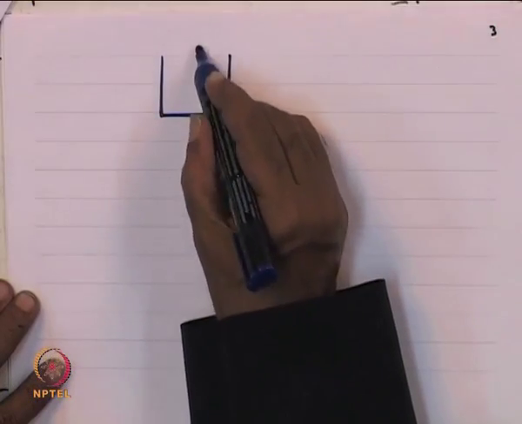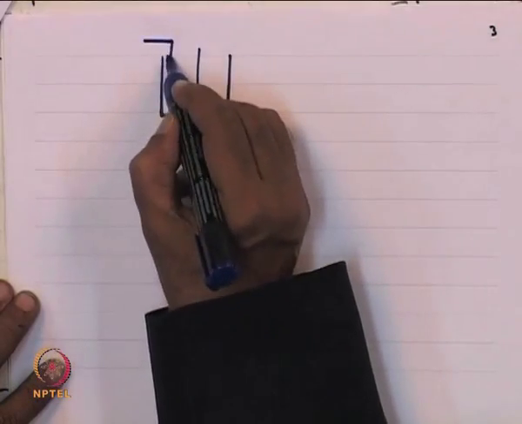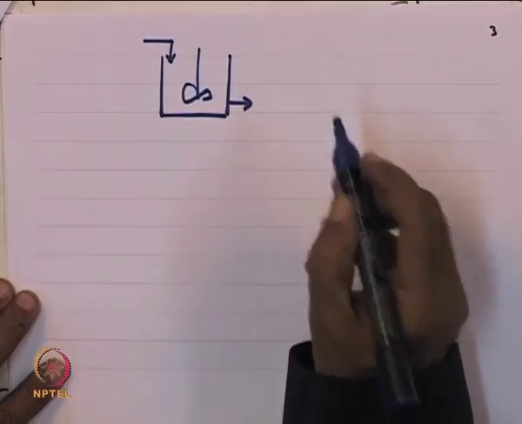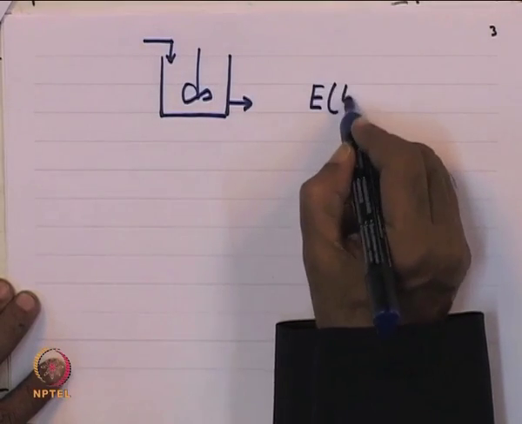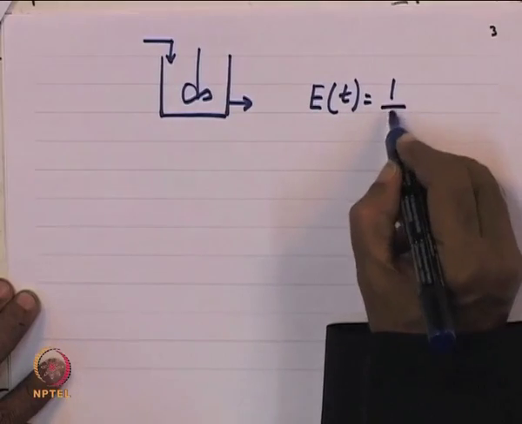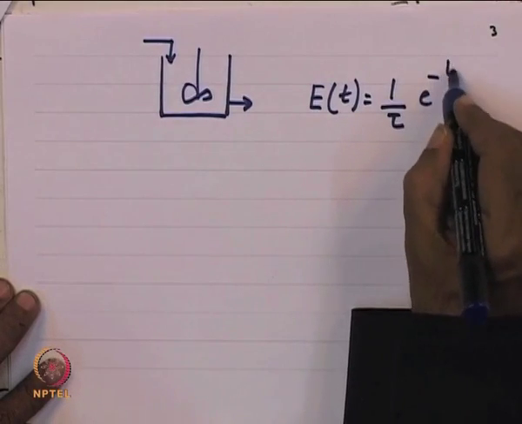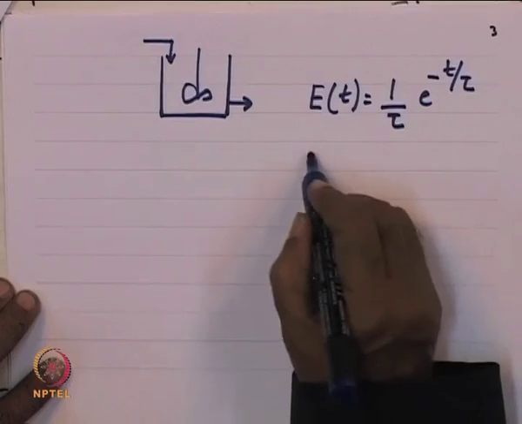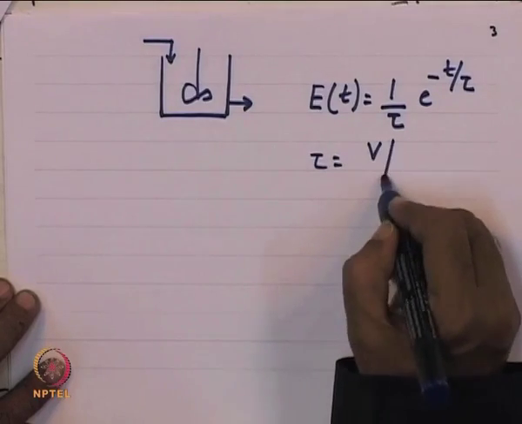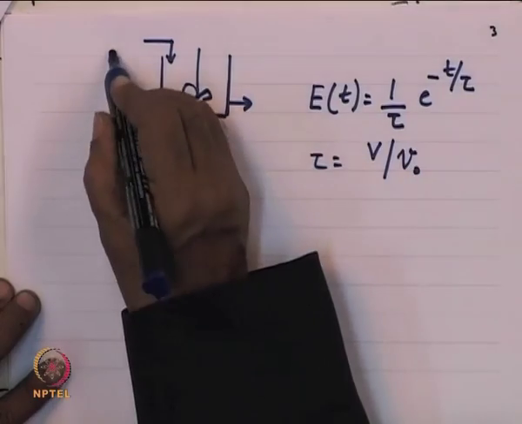Now, we can do this for any kind of equipment, and we said a little earlier that if you have a stirred tank, that means you have a material coming in and going out, the residence time distribution function for the stirred tank is something like this. We derived this, where tau is the residence time, which is given as V divided by V naught. V naught is the flow.